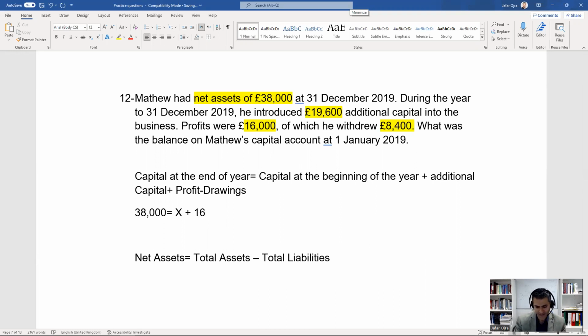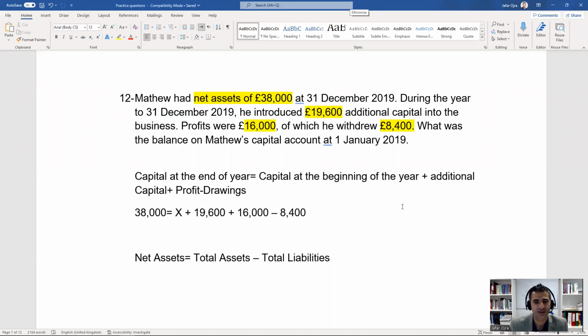16,000 pounds. Right. Here we go. Minus the drawings, which is actually, no, actually we have additional capital. Wait, I get confused now. We have additional capital 19,600 first of all, because capital at the beginning of the year is X plus additional capital 19,600. Okay, plus profit 16,000, and now minus the drawings 8,400. Here we go. That's it.